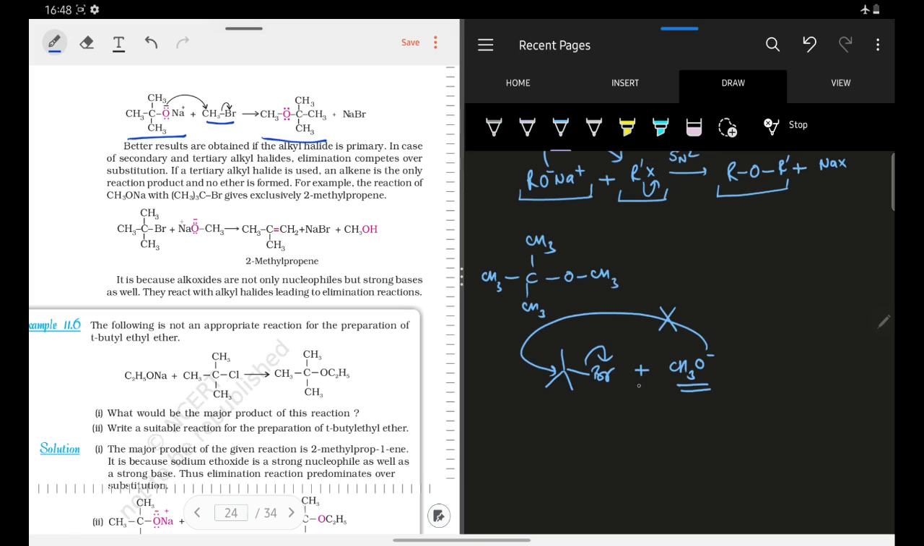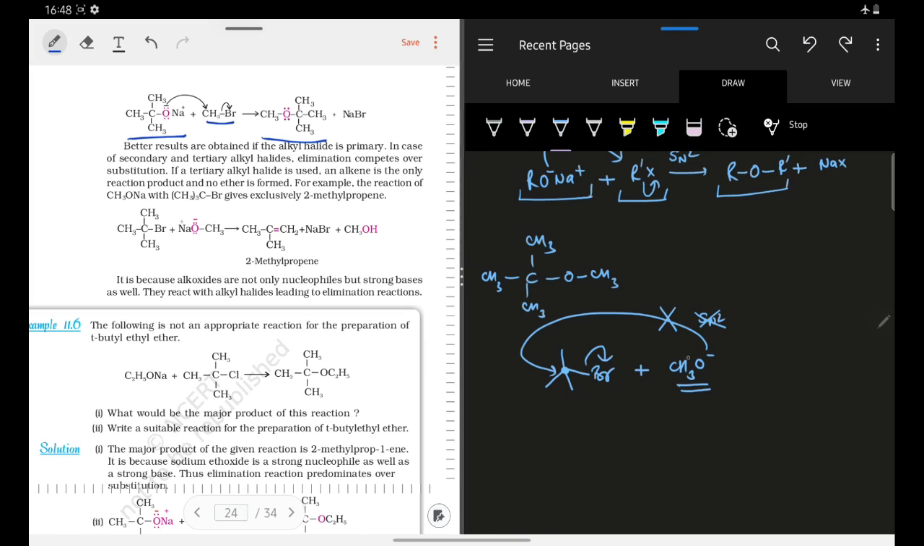Why will this not occur? One of the reasons is that this is a tertiary alkyl halide, and we know that SN2 reactions are not feasible at tertiary centers. Why? Because the nucleophile cannot reach this carbon atom. It will face the steric repulsion of these 3 methyl groups. So what actually happens?